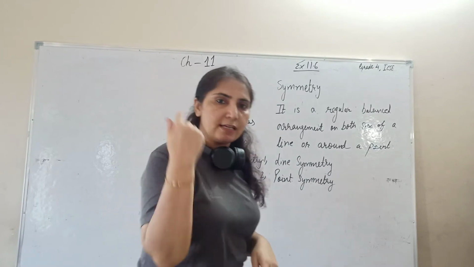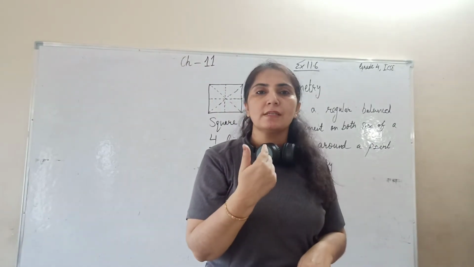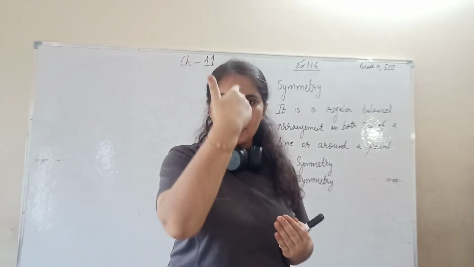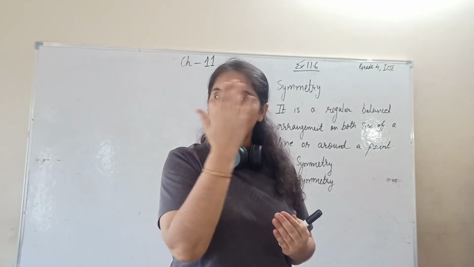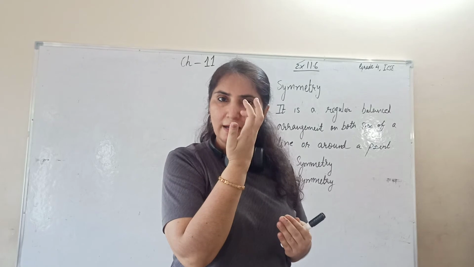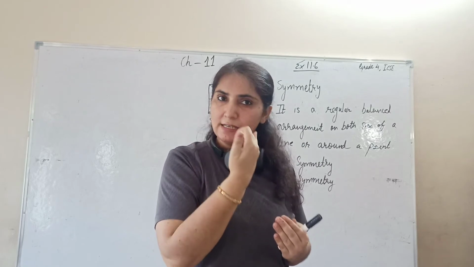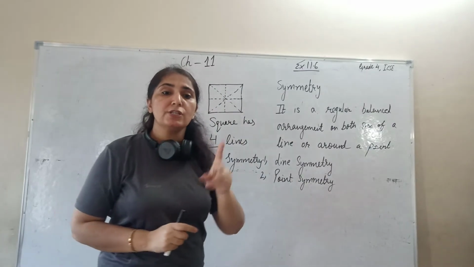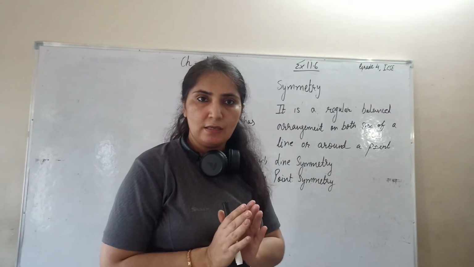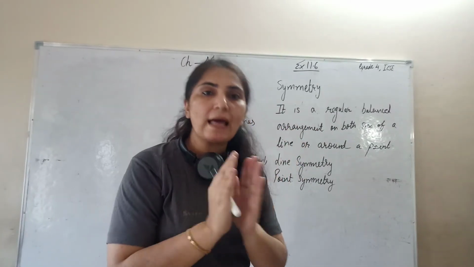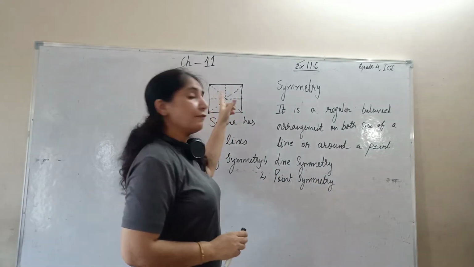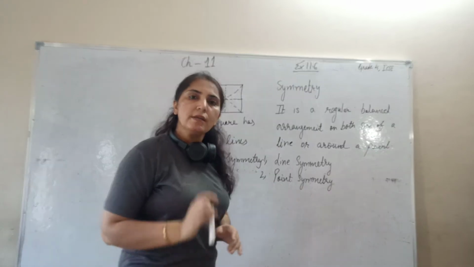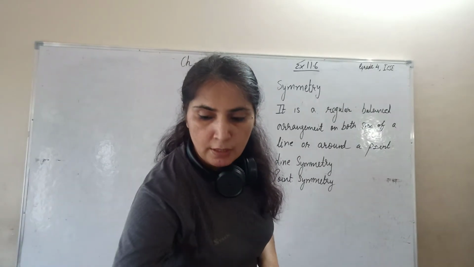If we take example of human face, it is also symmetrical from the middle. One eye, another eye, half nose, half lips, other side half lips. So the objects which can be divided into 2 equal halves and both the halves overlap, that figure is called symmetric, or that object is called symmetrical object.